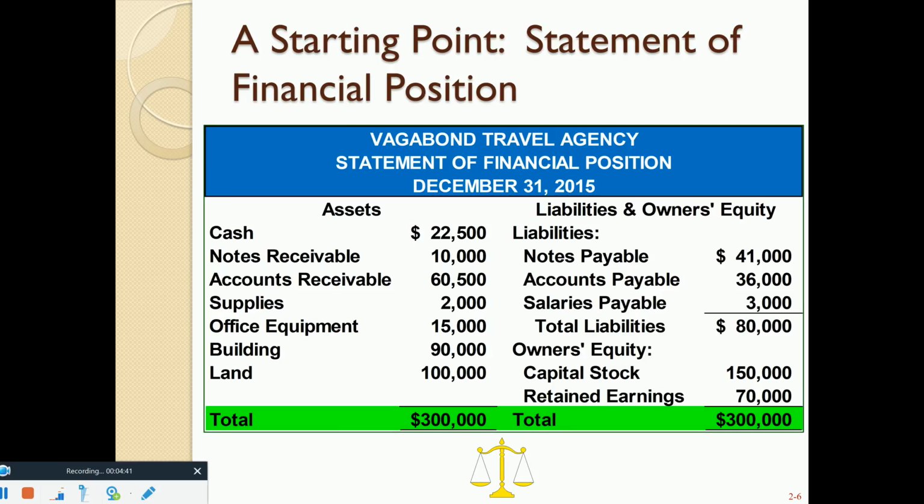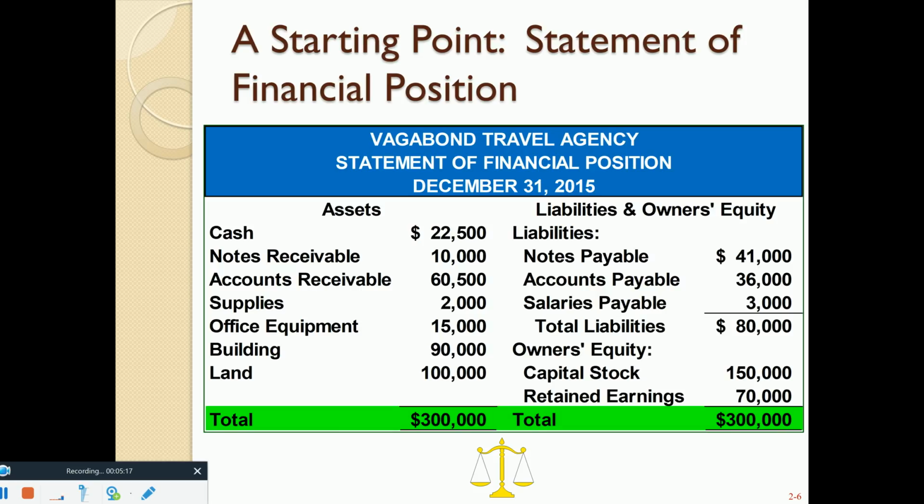Now let's go through an example. The example is going to be Vagabond Travel Agency. And as we see here, you can see the title of this financial statement says Statement of Financial Position. This is just a fancy way of saying balance sheet. And remember, like what we said, a balance sheet is a summary, a snapshot, if you will, of the financial position as of a certain date and time. So at the close of business, December 31, 2015, this is what our position was.